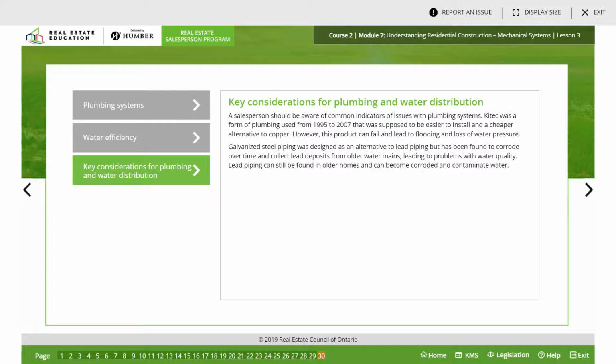Kitec was a form of plumbing used from 1995 to 2007 that was supposed to be easier to install and a cheaper alternative to copper. However, this product can fail and lead to flooding and loss of water pressure. Galvanized steel piping was designed as an alternative to lead piping but can corrode over time and collect lead deposits from older water mains, leading to problems with water quality. Lead piping can still be found in older homes and can become corroded and contaminate water.